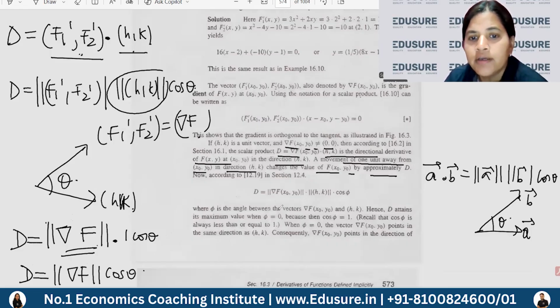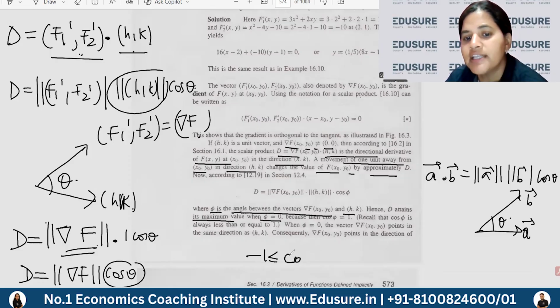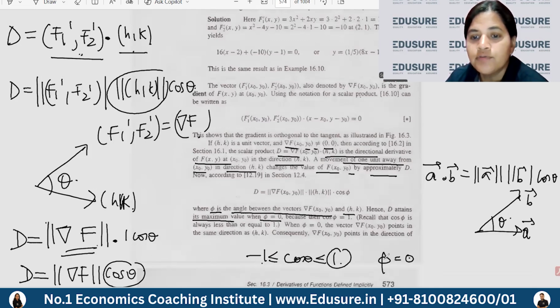Here the angle is phi, the angle between the gradient vector and (h, k). Hence d attains its maximum value when phi is equal to 0. Of course, we know that the value of cos theta is less than or equal to 1 and greater than or equal to minus 1. So the maximum value is at 1, when phi is equal to 0, or when theta equals 0.